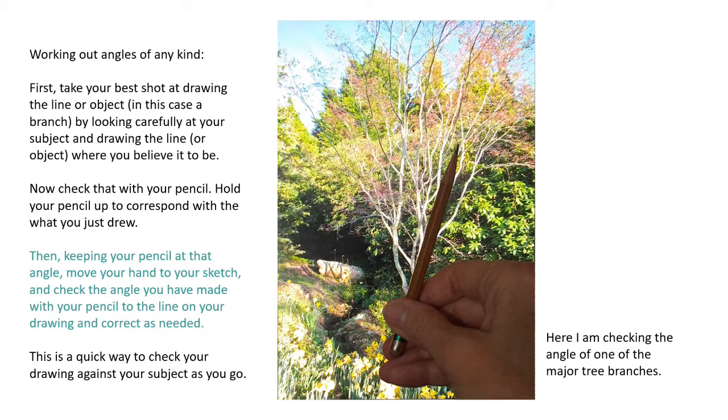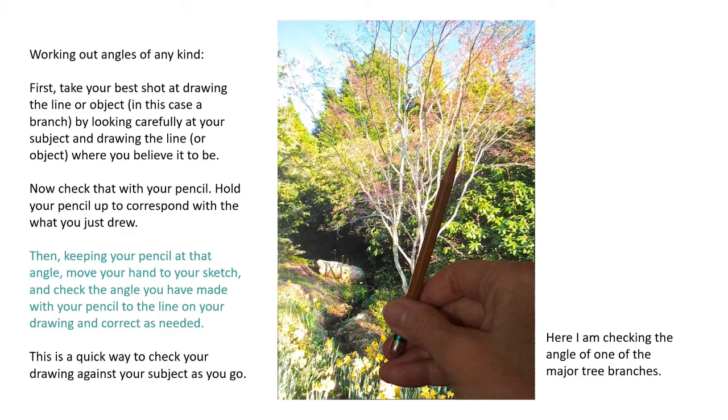What you're doing at that point is saying, regardless of what my brain is telling me, I am holding up this pencil at the angle I actually see in front of me. And that is the angle I need to draw. So I'm going to hold the pencil up, look at that object, and then without moving the angle of the pencil, I'm going to very carefully pull my hand back over to my sketch and check the angle that I drew already to find out, was I right or does it need correcting?